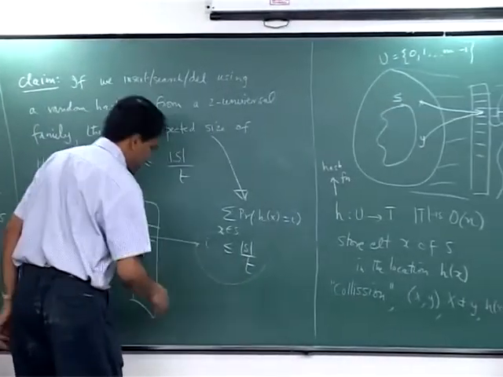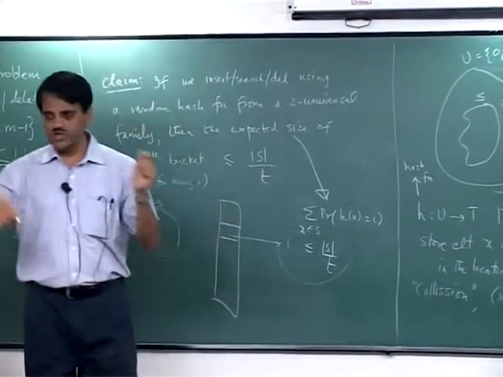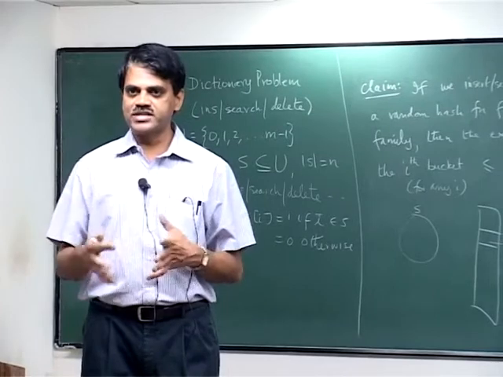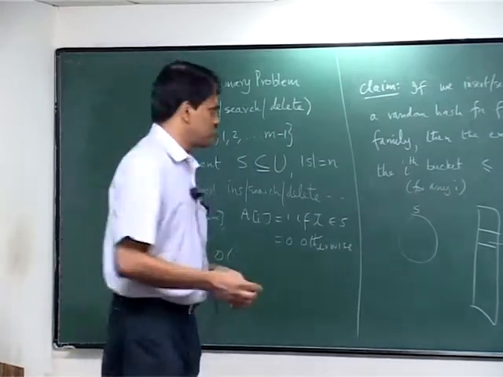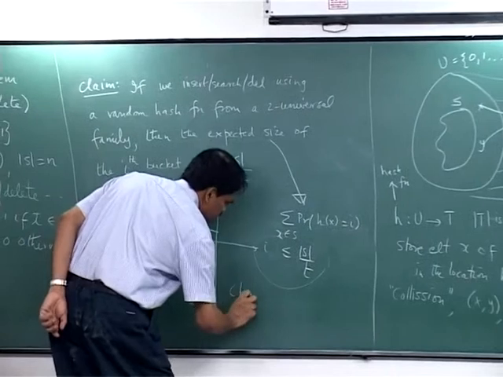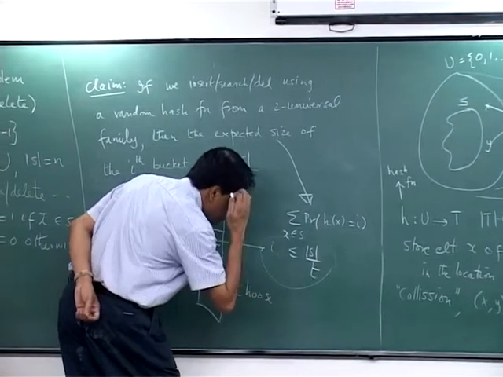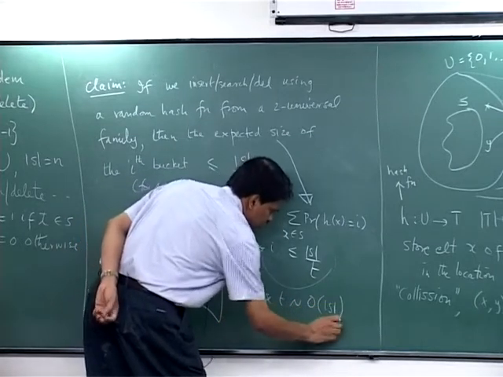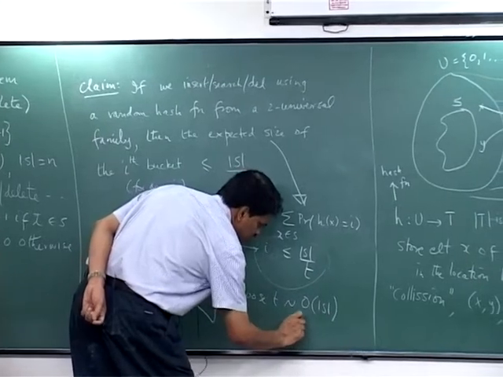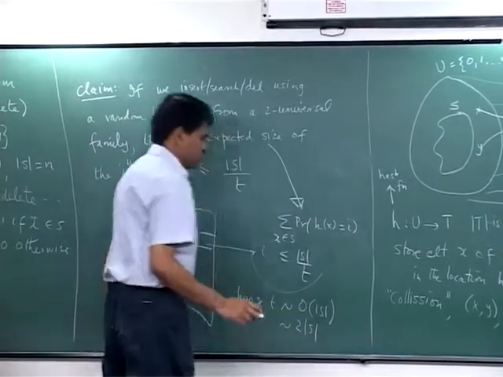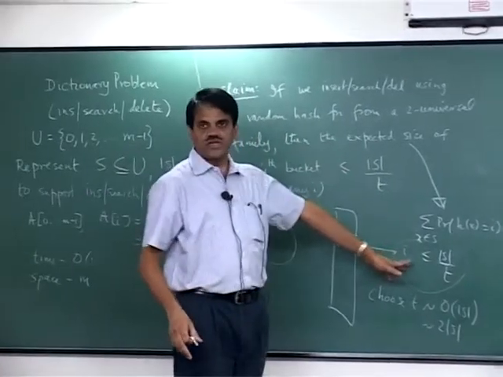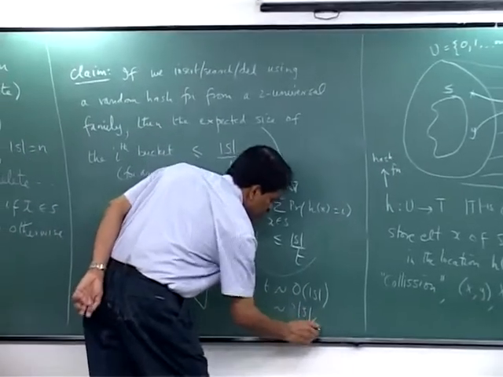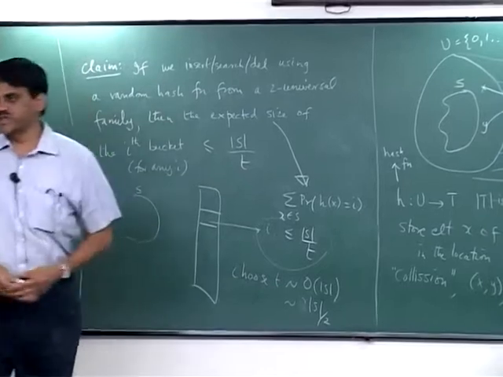So choose T, and the size of the set may keep changing, because it's a dynamic data structure. As you keep inserting, the set size is increasing, so you update your table size. So choose T something like order S, 2S, S by 2 or something. Then this will be a constant. So T to be S by 2, let's say. Then the expected size is a constant.